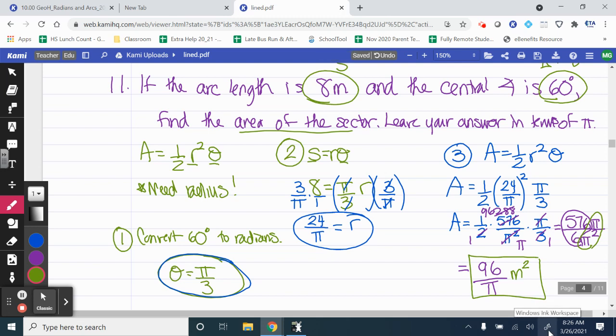So a lot going on in that last problem because you had to convert and then also use the arc length to find the area of the sector.